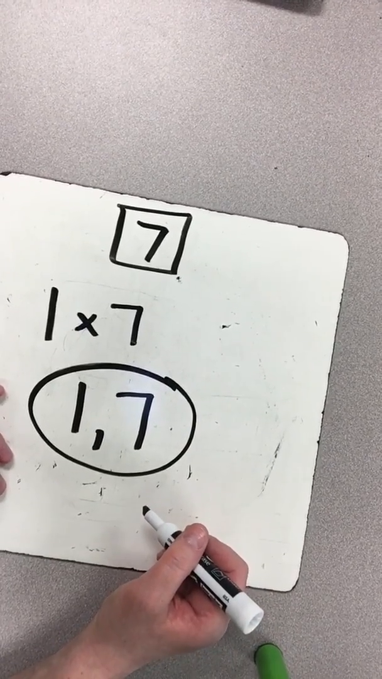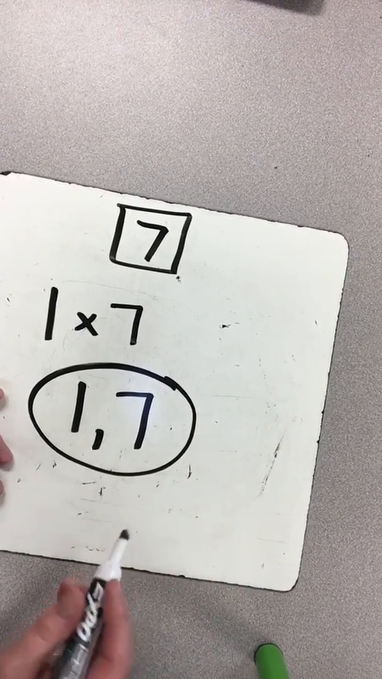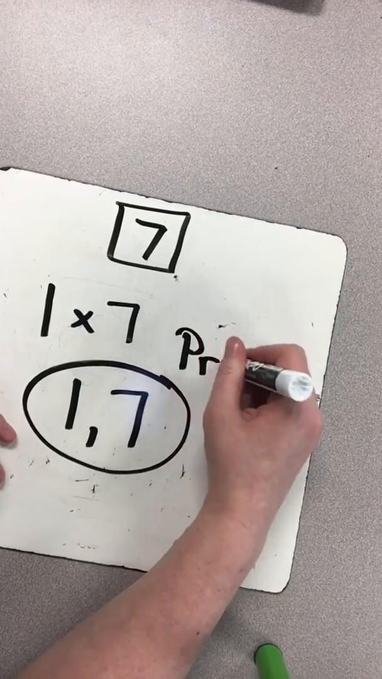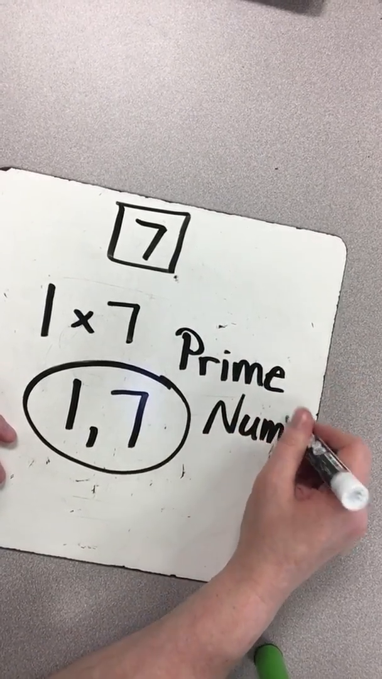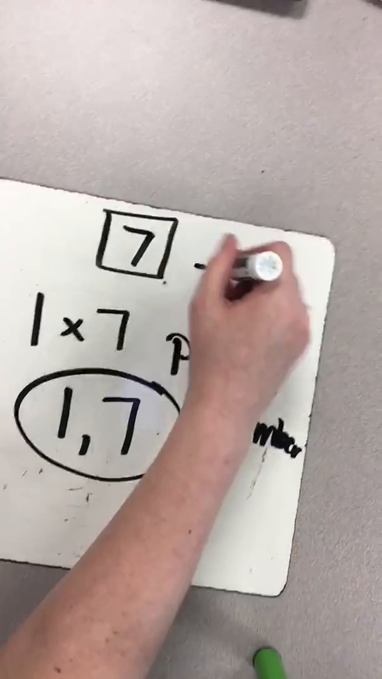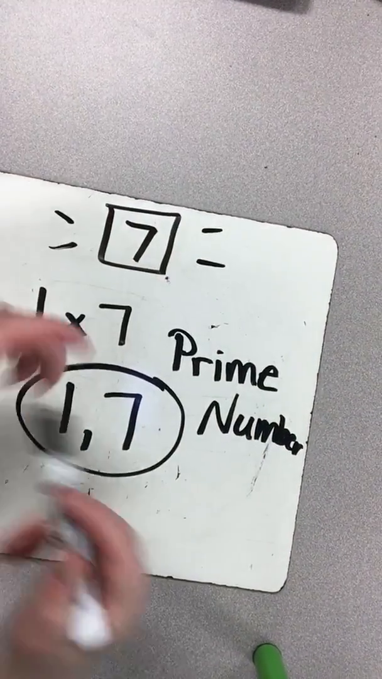Mrs. Kemp, does that have a fancy name? It does have a fancy name. It is called a prime number. Prime numbers are numbers that only have 2 factors, 1 and the number itself. Woo! That deserves a gold star.